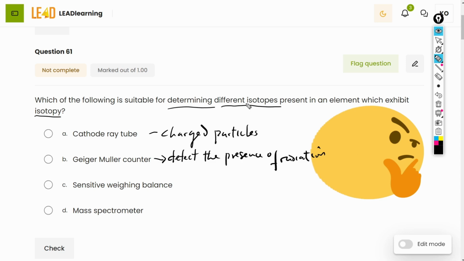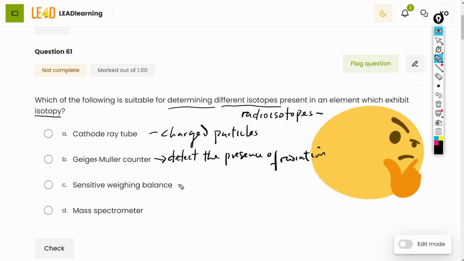And let's also get something here. The question is asking us for isotopes. Not all isotopes are radioactive. Isotopes that emit radiation are called radioisotopes. So this question is about isotopes in general and not specific to radioisotopes, which are the isotopes that emit radiations. The Geiger-Muller counter is used to detect the presence of radiations from radioisotopes.